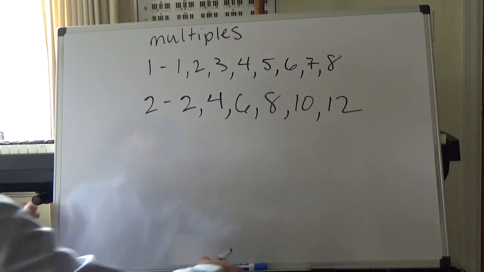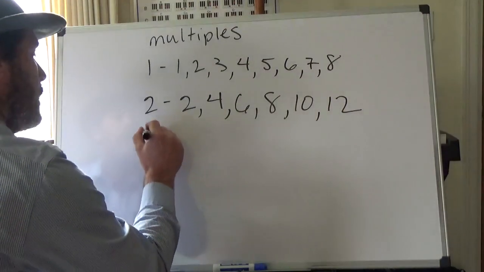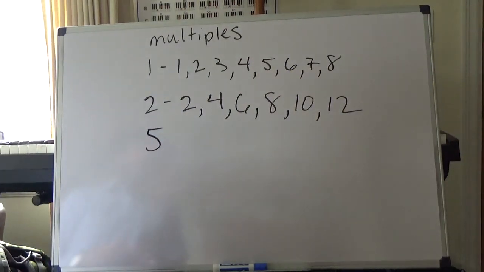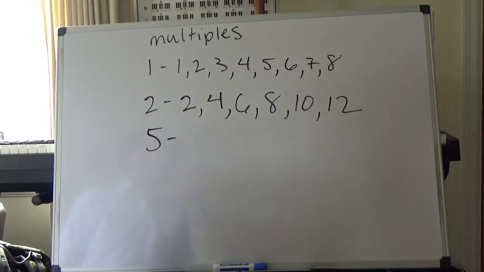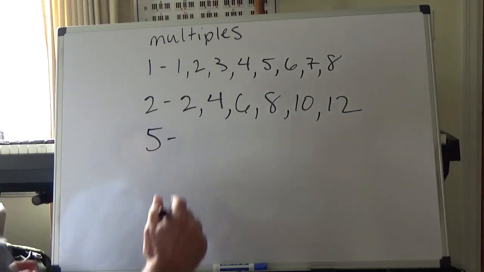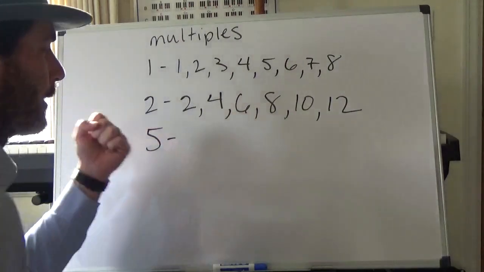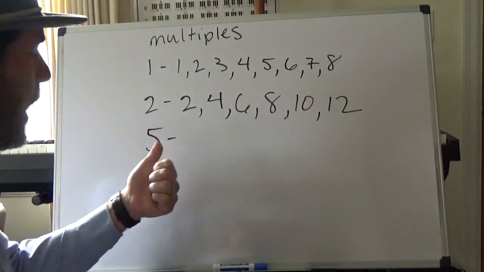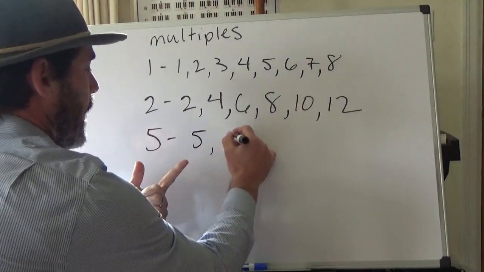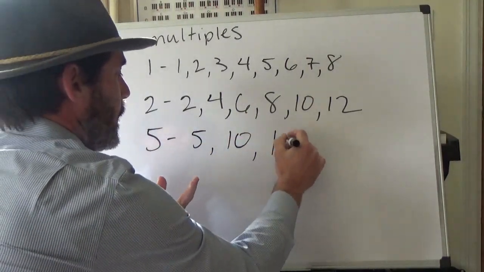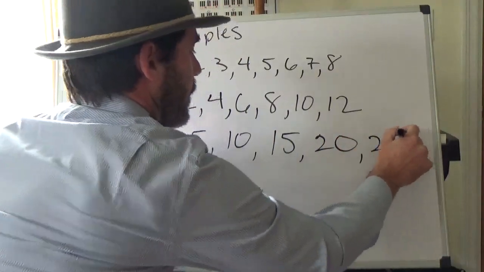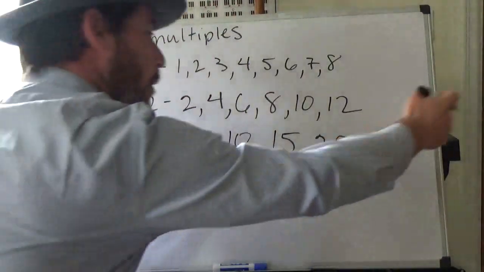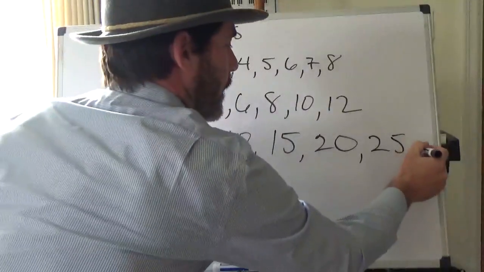Let's take the number 5. What is the fourth multiple of the number 5? So essentially that question is, what is 5 times 4? If I skip count by 5's, well, I'm at 0, 5, 10, 15, 20, 25, all of these and many more. This goes on and on.